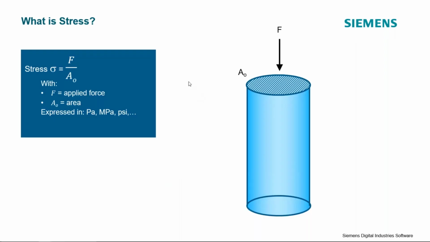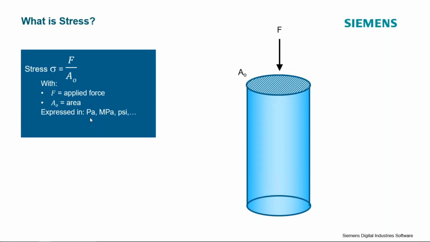So what is stress and strain? Stress is defined as a force divided by area. So I've got a cylinder here. I'm applying a compressive load, and the stress experienced by this cylinder is this force divided by the cross-sectional area of the cylinder. So stress is kind of like the internal forces that are resisting the applied load here.